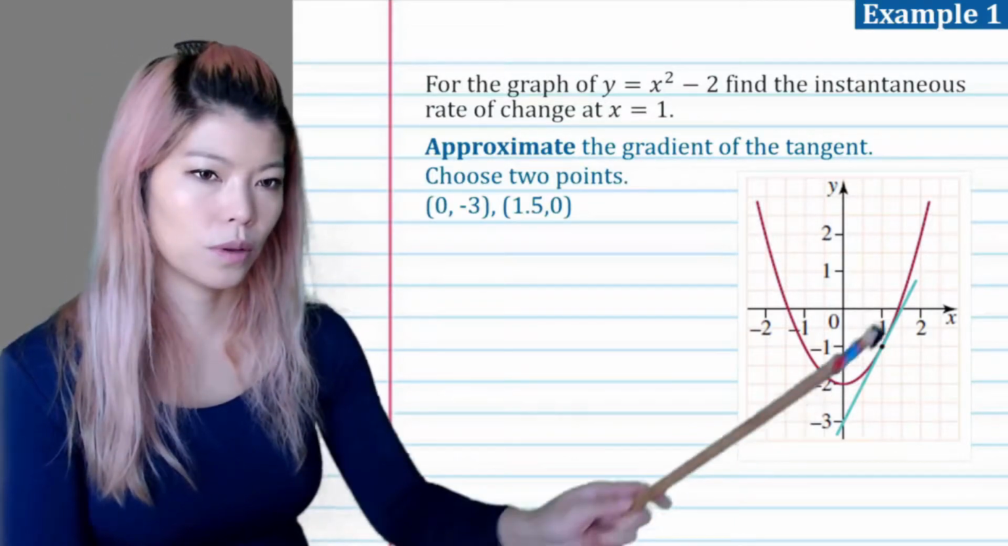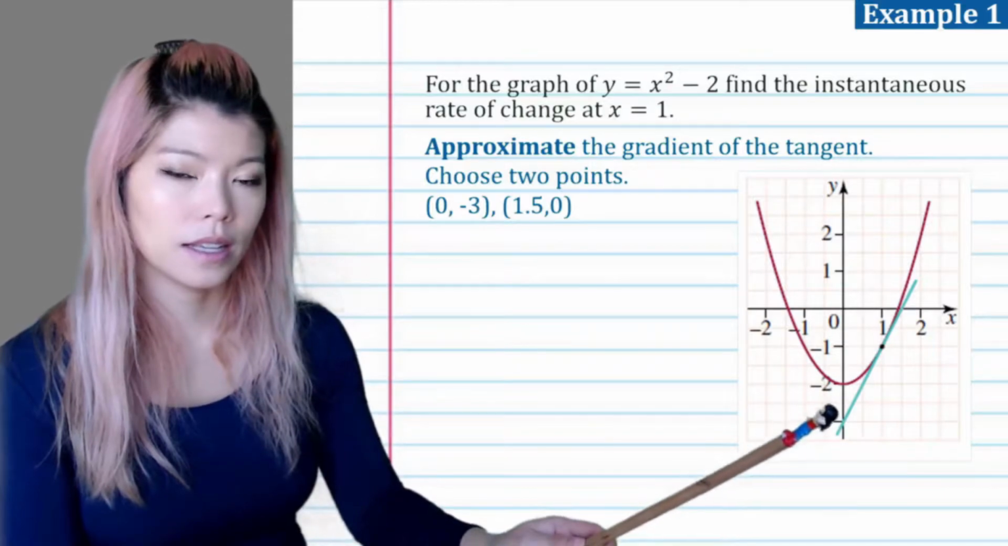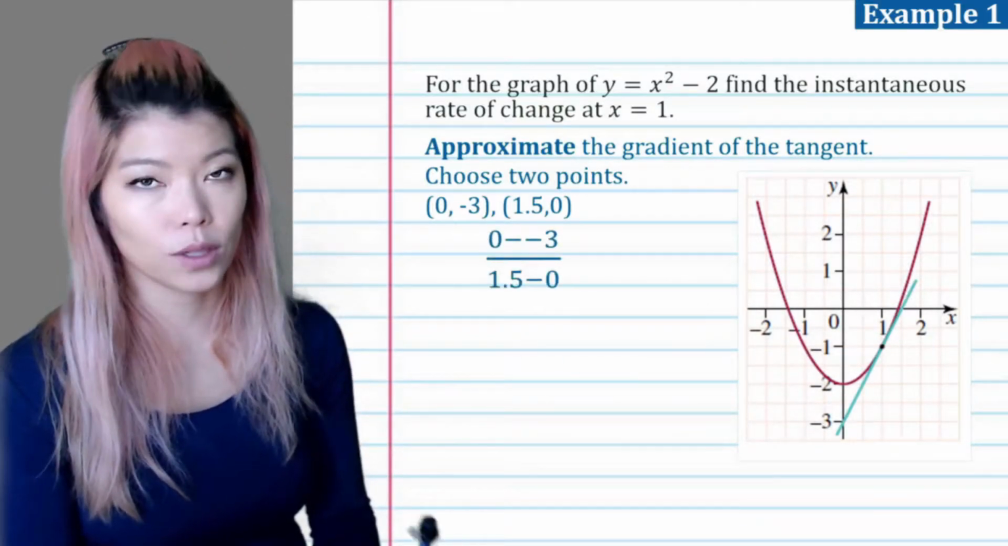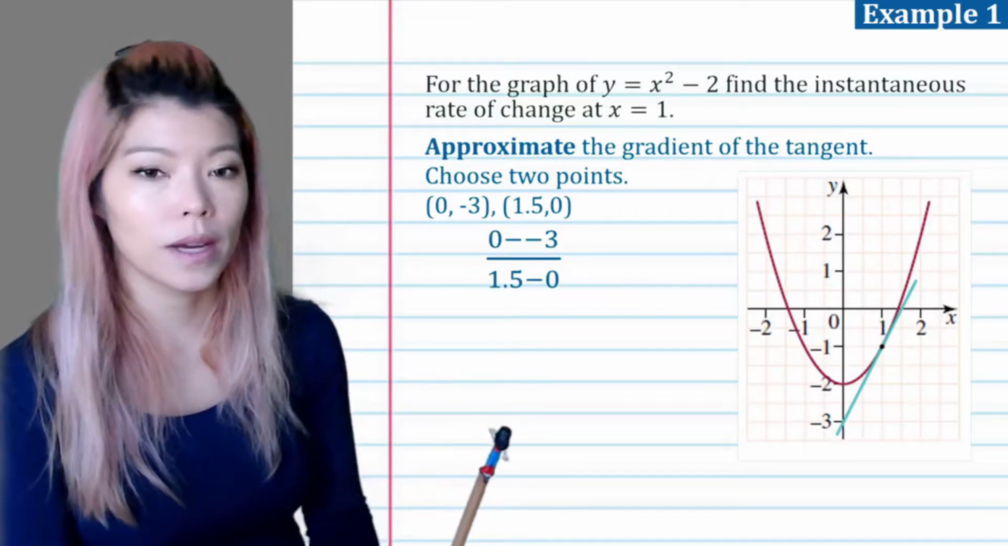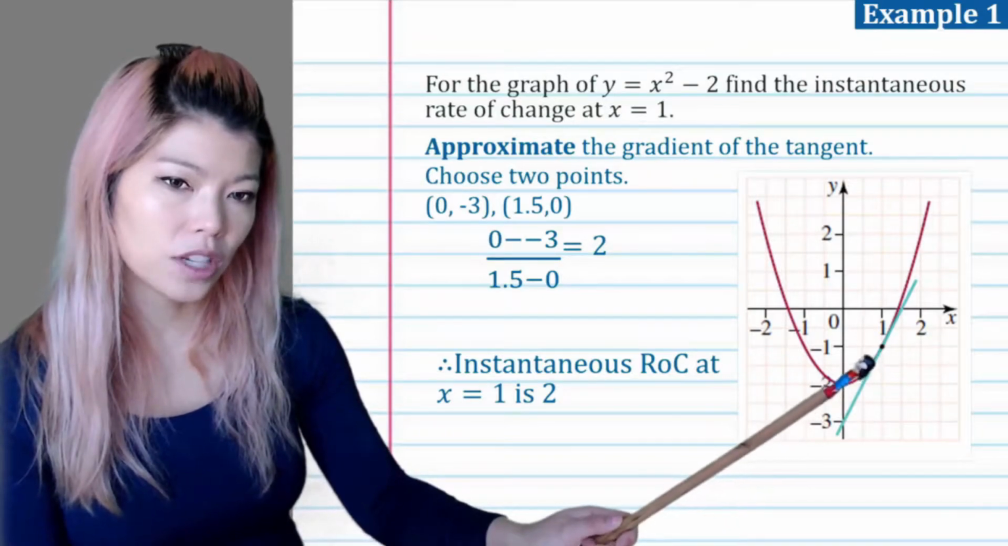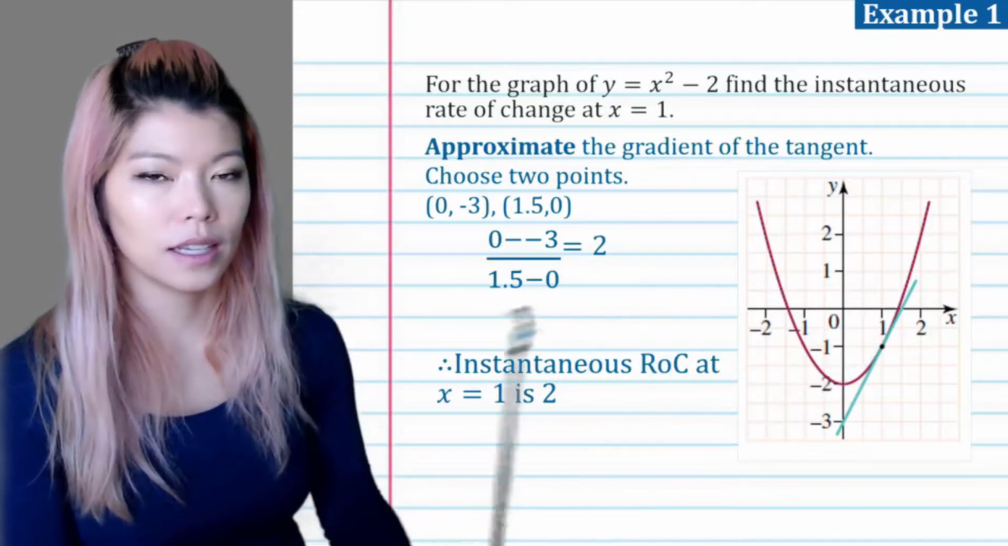So we can pick 2 points on that blue line. Let's pick (0, -3) and (1.5, 0), and we apply the formula y2 minus y1 over x2 minus x1, and we obtain 2. So the instantaneous rate of change at x equals 1 is 2.